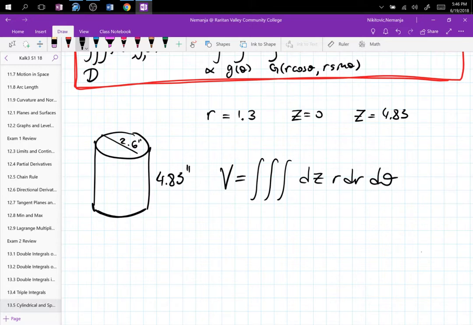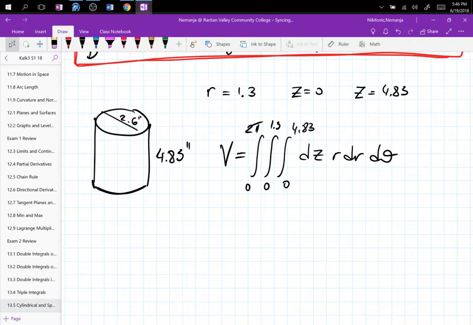You are memorizing that string as is, and then you will do the limits on the integral. The most inner integral is dz. We see that z goes from 0 to 4.83. Radius r is going to go from 0 to 1.3, and we want the entire can to go around, which is 0 to 2 pi. Now we can calculate the volume. Integrate dz, so we have 4.83 r dr d theta.